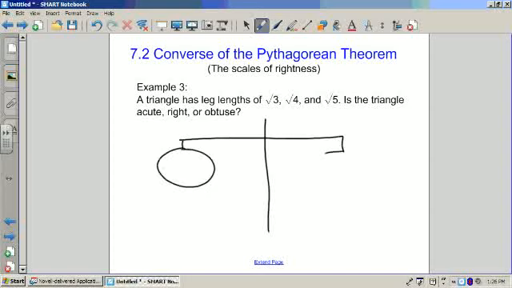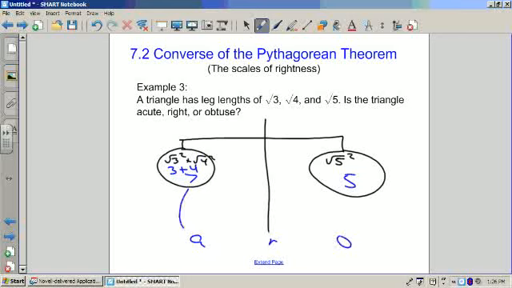I'm going to draw my scales. Square root of 5 is biggest. On the right-hand side, I do the square root of 5 squared. Well, the square root of 5 squared is 5. On the left-hand side, I'm going to put the square root of 3 squared plus the square root of 4 squared. Well, the square root of 3 squared is 3. The square root of 4 squared is 4. 3 plus 4 is equal to 7. 7 is bigger than 5. This triangle must be acute.